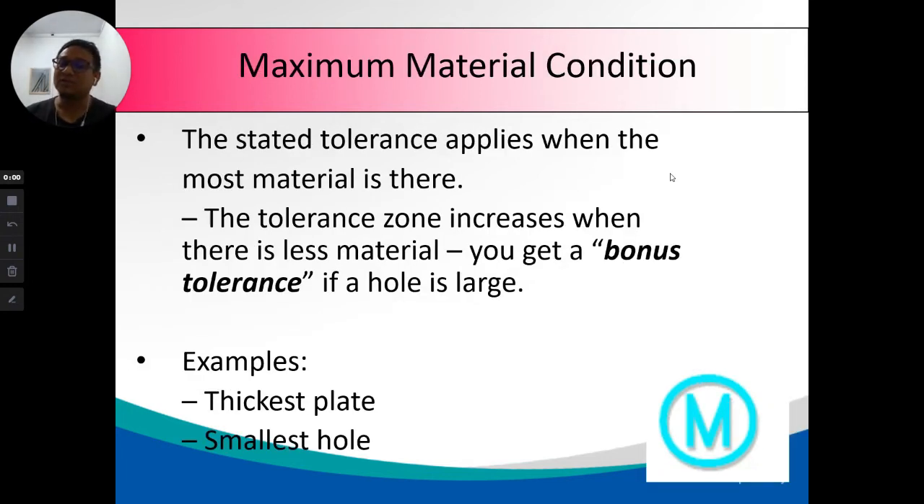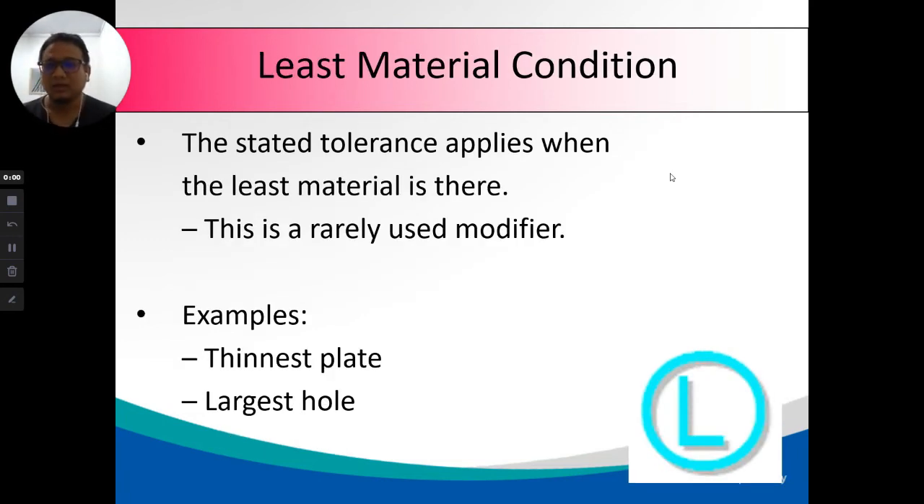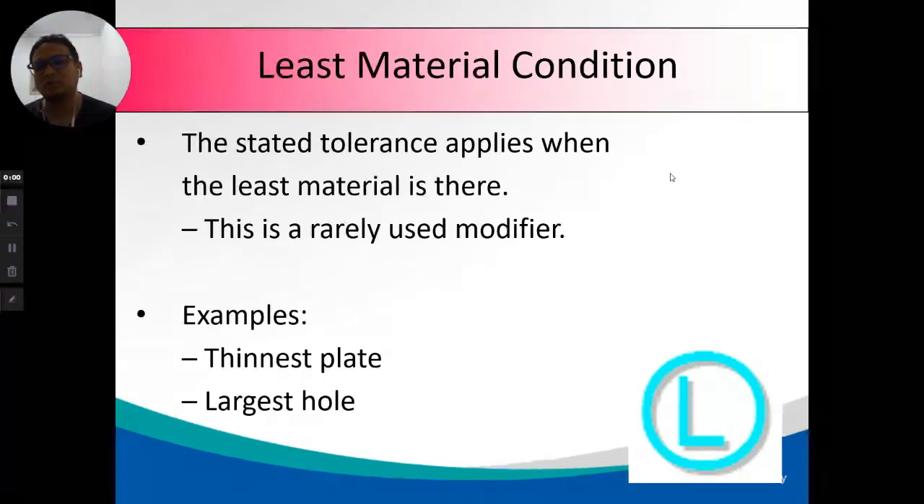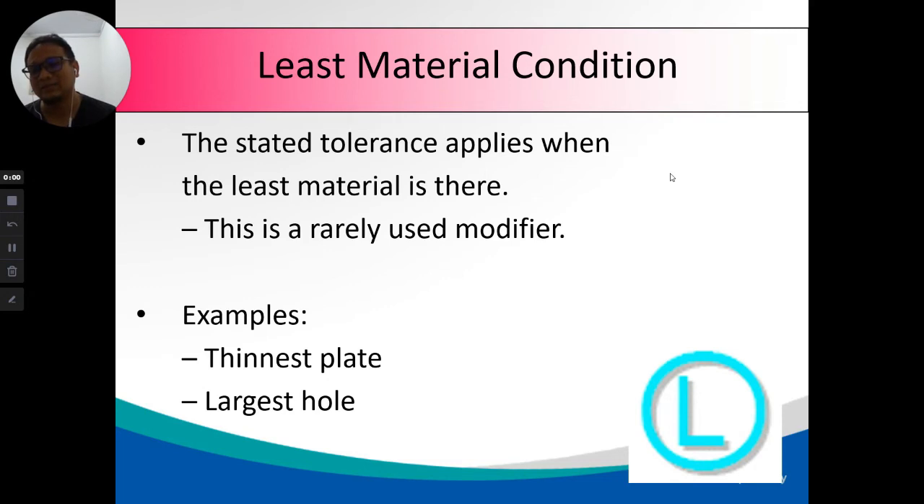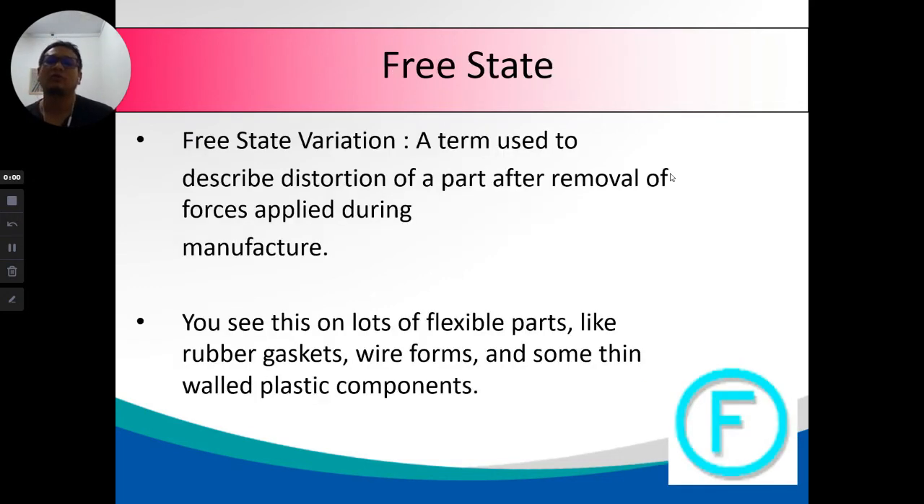The maximum material is the maximum material you are allowed to use. The bonus tolerance, for example, the thickest plate, the smallest hole, is stated as M. The least material condition is the most rarely used, for example, the thinnest plate, the largest hole.